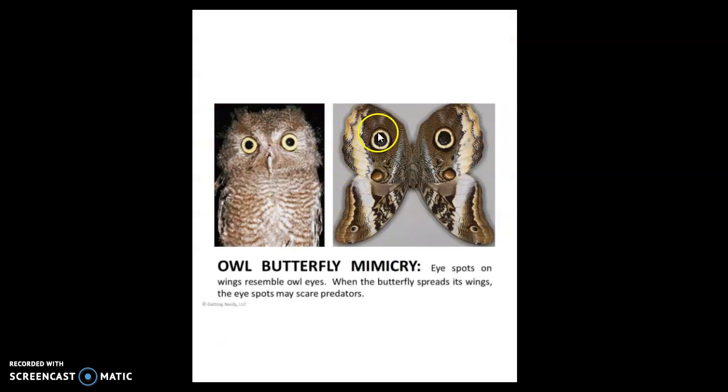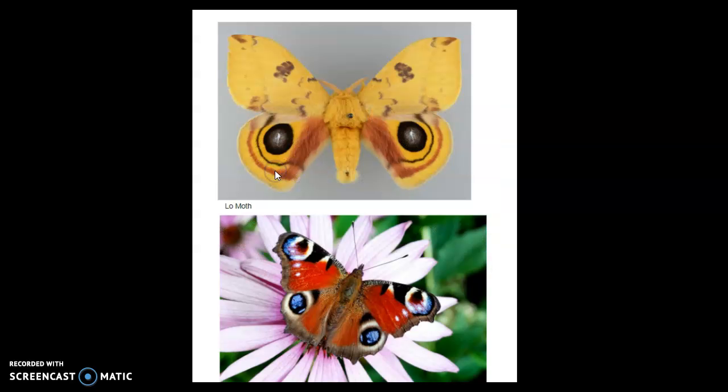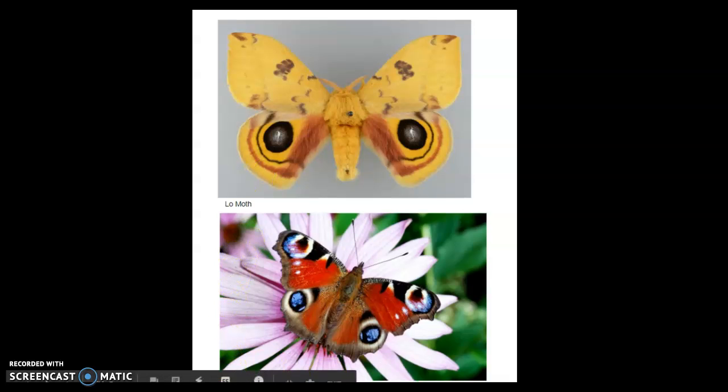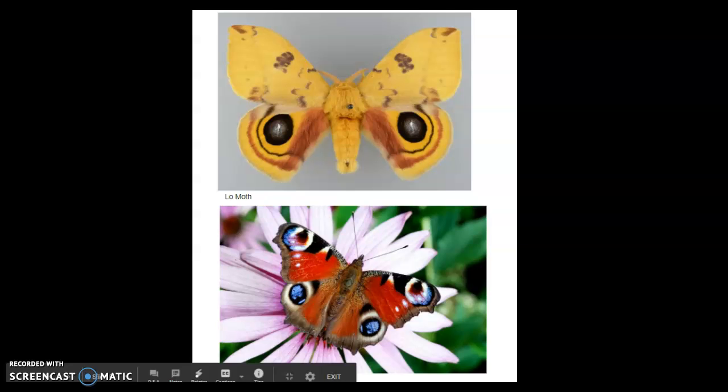Here's an example of a butterfly with two spots that look like this owl's eyes. When the butterfly is sitting on a tree, it even looks more like an owl. And so a lot of other animals will run away because they don't want to be eaten by the owl. Now I'm going to show you some really beautiful butterflies and moths that have different spots on them.